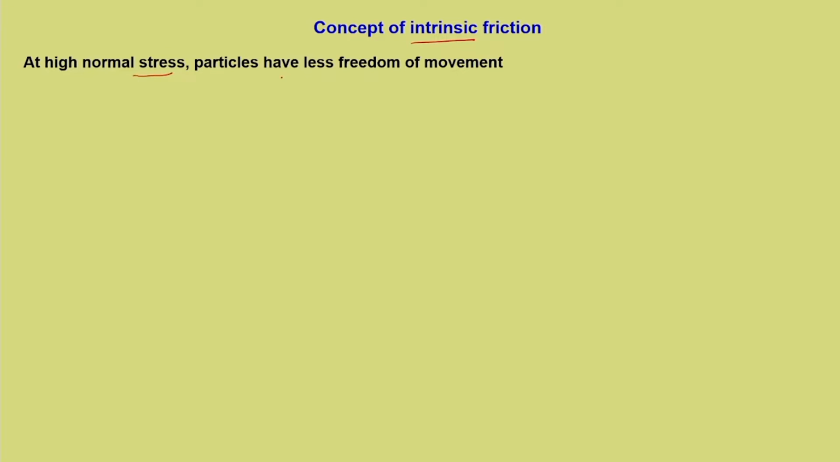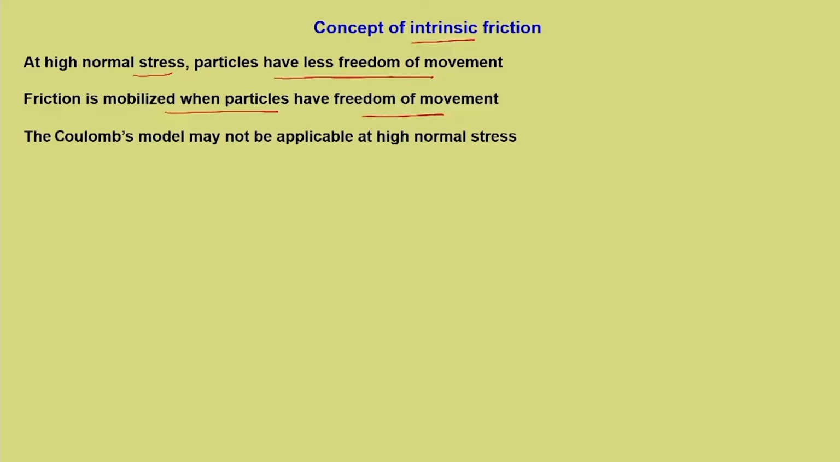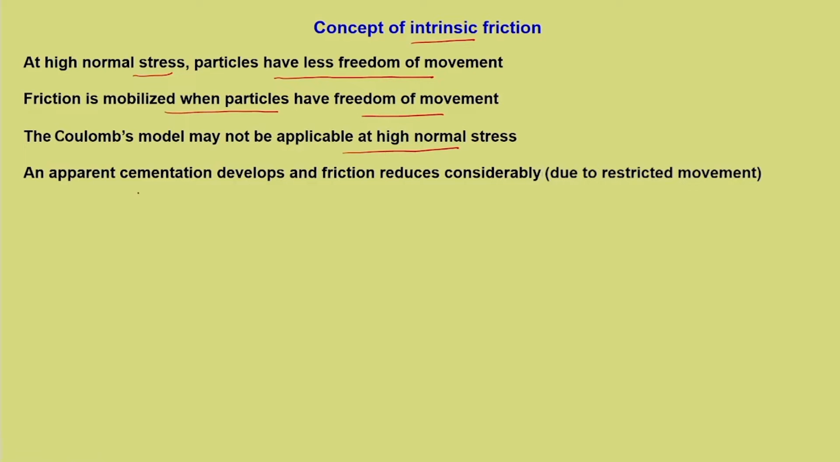At high normal stress, particles have less freedom of movement. We have seen that the particles are tightly packed, hence they have less freedom of movement. Now friction is mobilized only when particles have freedom of movement. In order to mobilize friction, there should be movement. If it is tightly packed, then the surface forces activate. So we need some sort of movement for friction to mobilize. So Coulomb's model may not be applicable at high normal stress. A kind of apparent cementation develops and the friction reduces considerably due to the restricted movement.